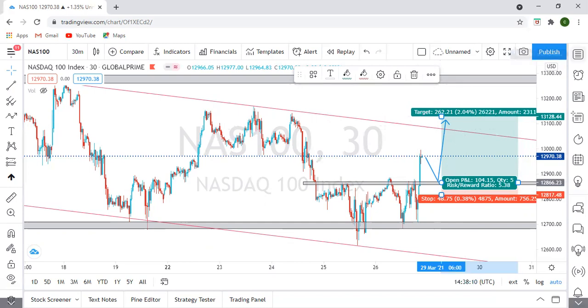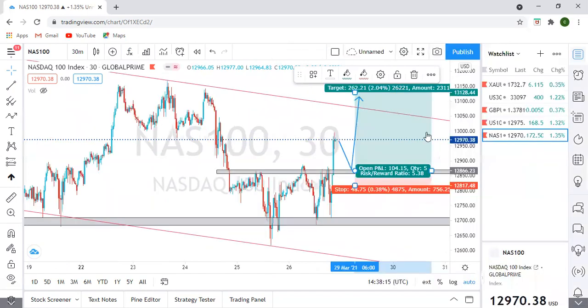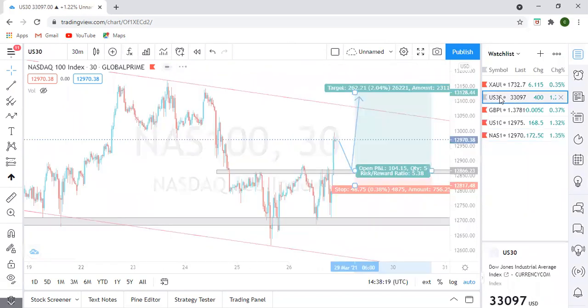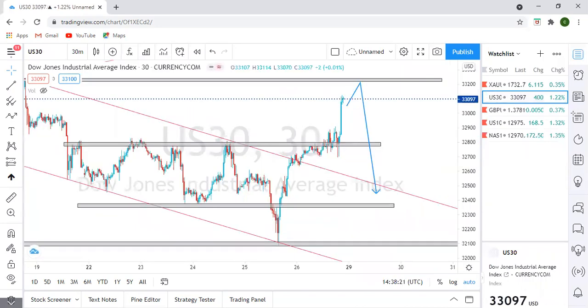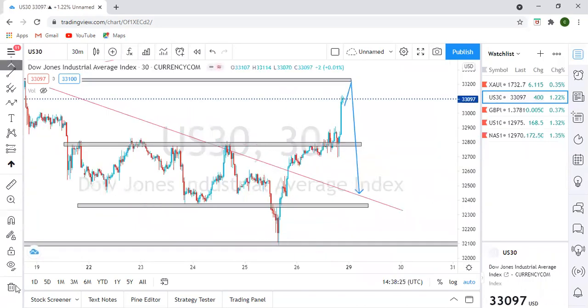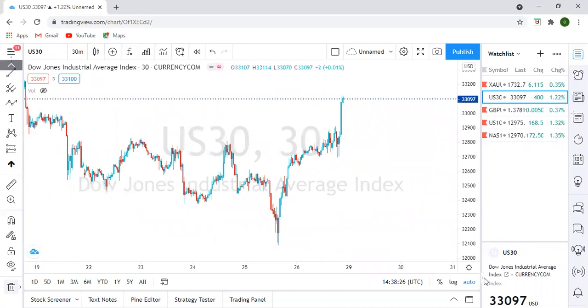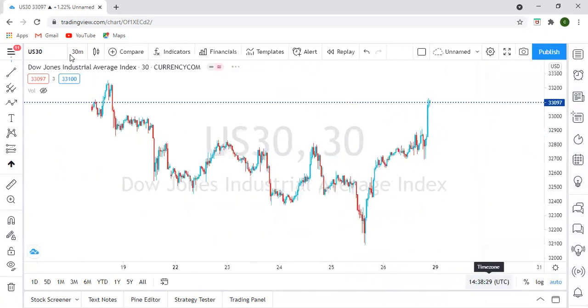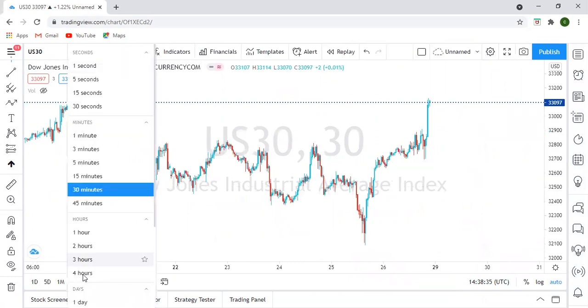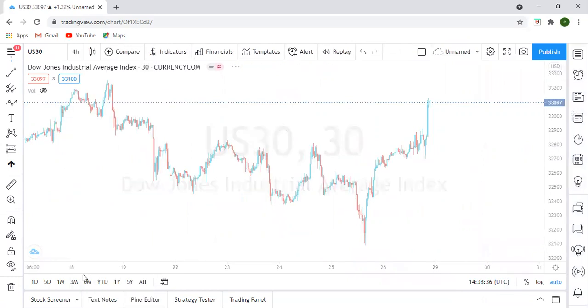Right now we are going to US30. Let's remove this. Let's remove this, and then we're going to analyze US30 starting from the H4 time frame. So we're going to start with the H4 time frame.